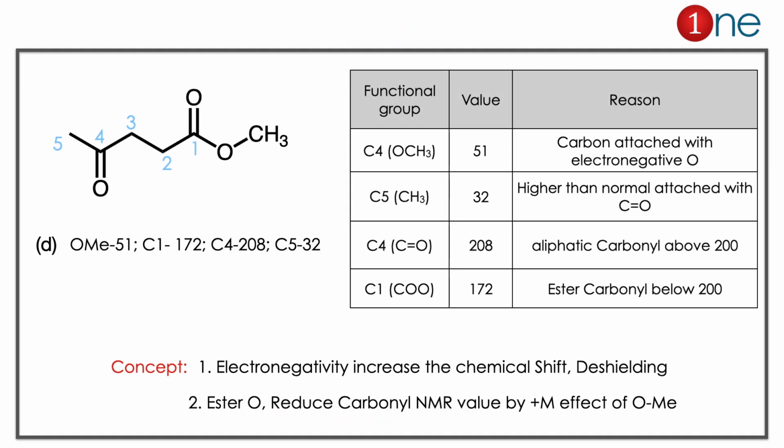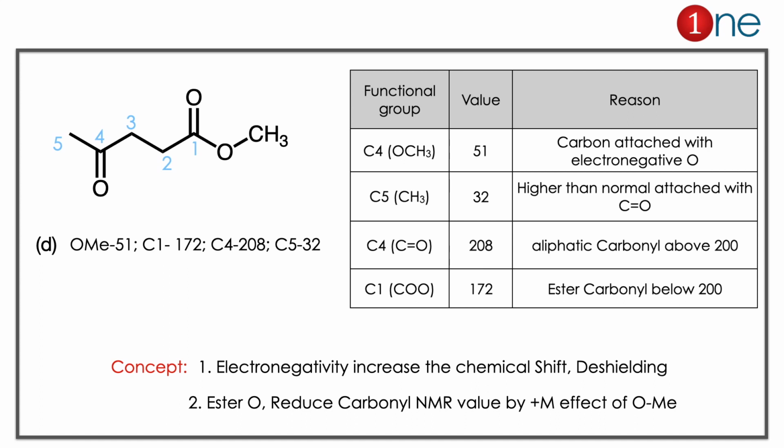Here, the possible answers are the carbons. The carbonyl carbon has the highest value, which should be higher than 200. So C4 is definitely 208. 172 will be the carbonyl of the ester. Due to the mesomeric effect, the electron density is high, that's why it's below 200. So C1 is below 200, which is 172.